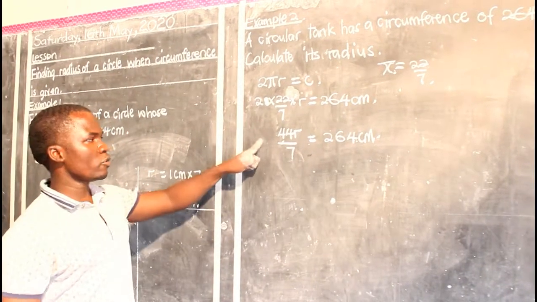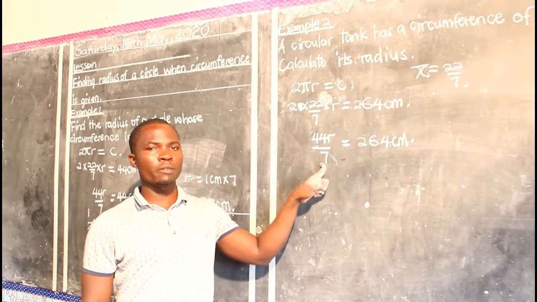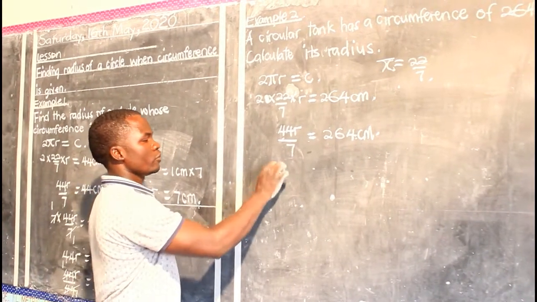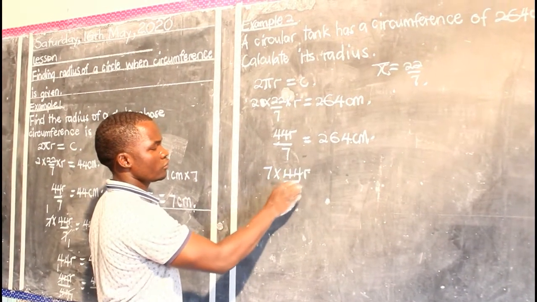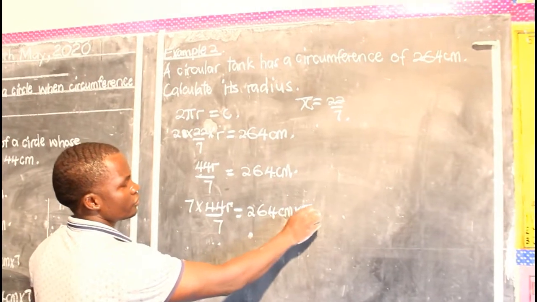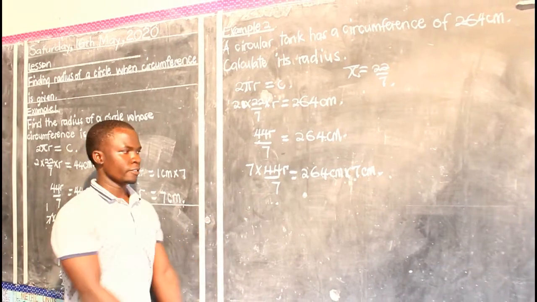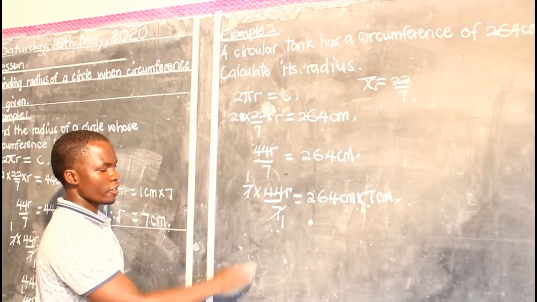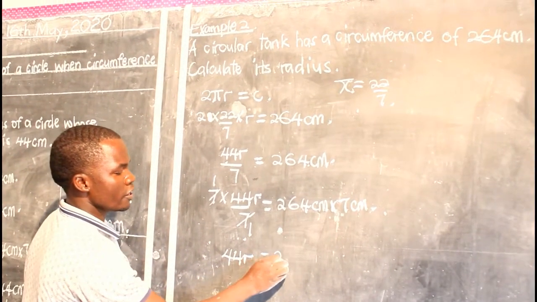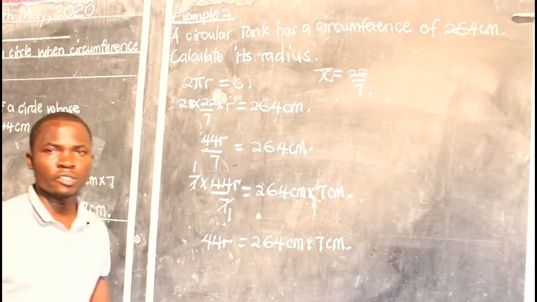Remove 7 by multiplying it on either side. Okay? Remove it by multiplying it on either side. And this will now be 7 times 44r out of 7 equals 264 centimeters times 7. We are now going to divide by 7 once, by 7 once. So here we shall have 44r equals 264 centimeters times 7.